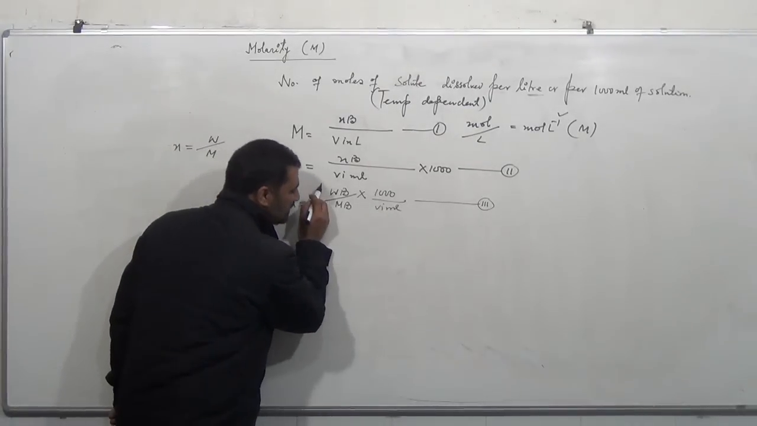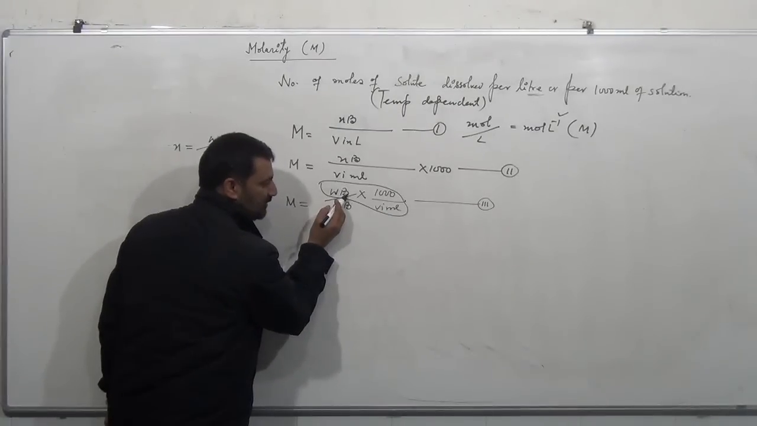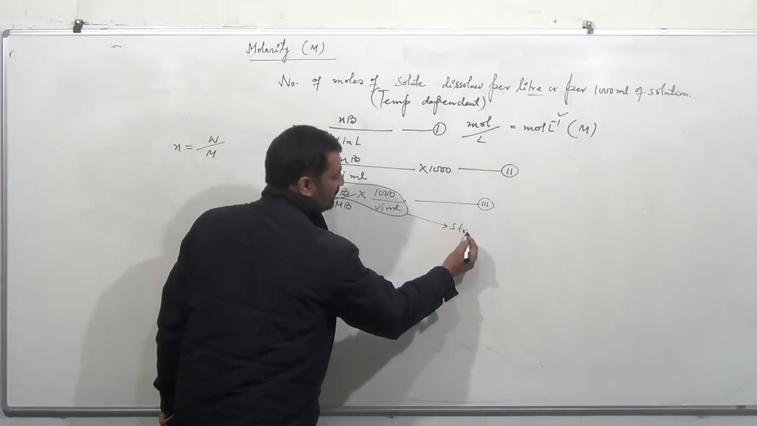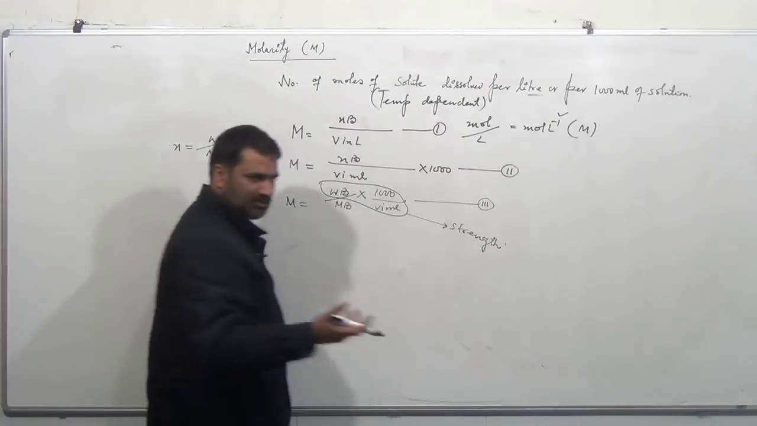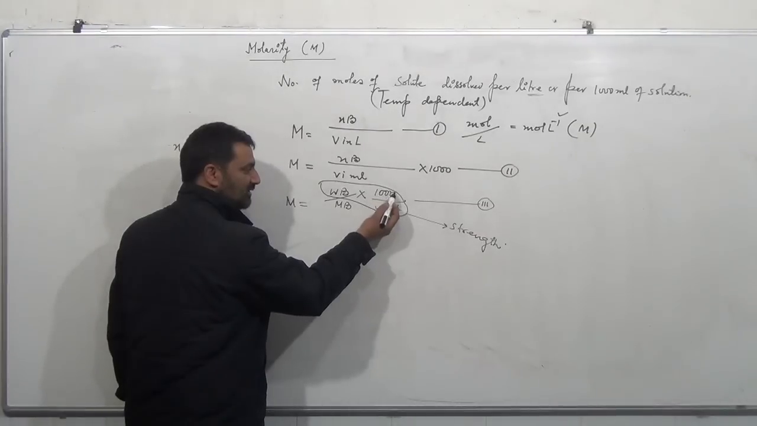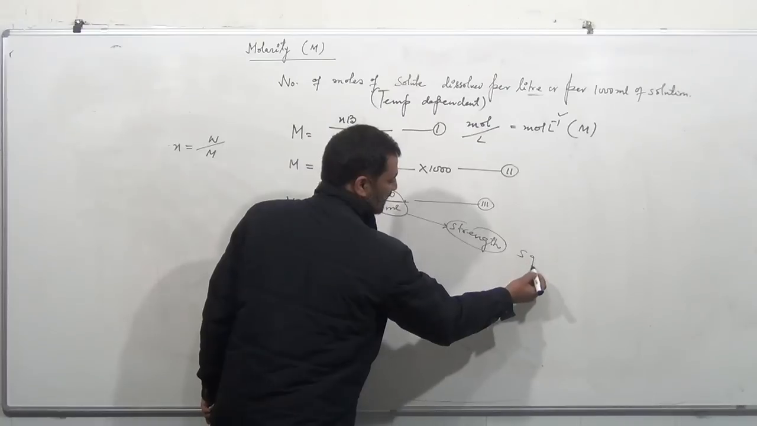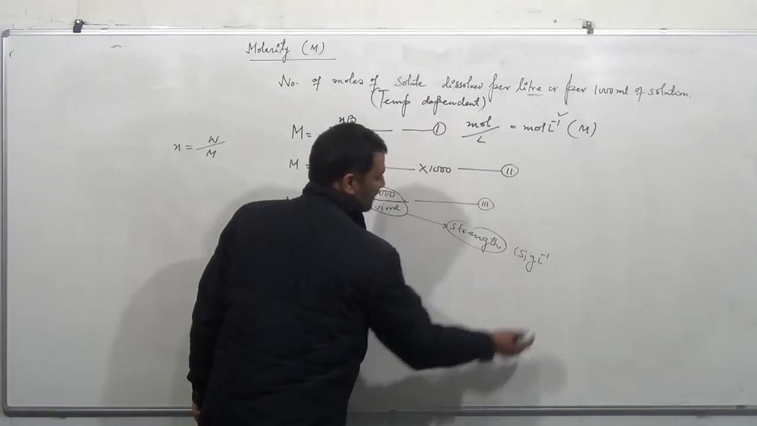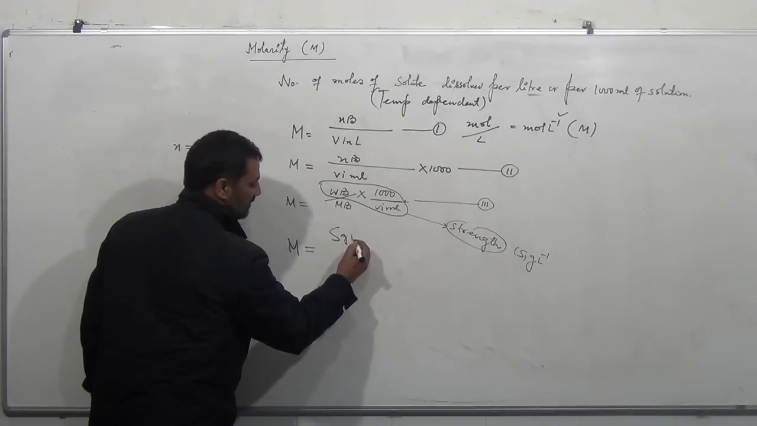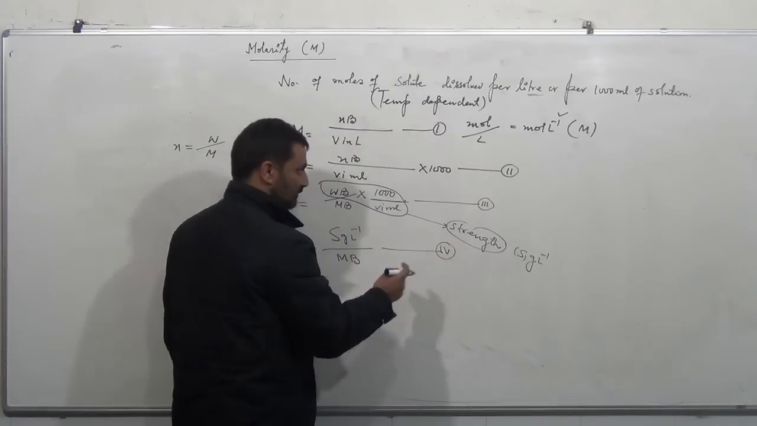My dear students, this term, mass of solute into 1000 divided by volume in milliliters, is known as the strength of the solution. What is strength? It is mass into 1000 divided by volume in milliliters. It is denoted by S, and it is expressed in grams per liter. So molarity can also be written as strength in grams per liter divided by molecular mass of solute, and this is equation number 4.